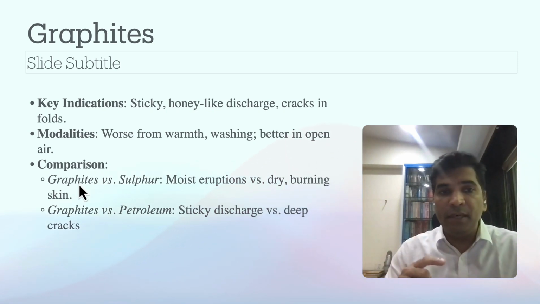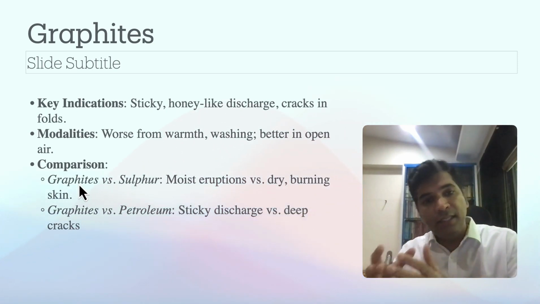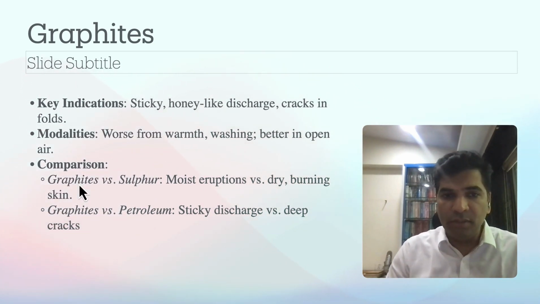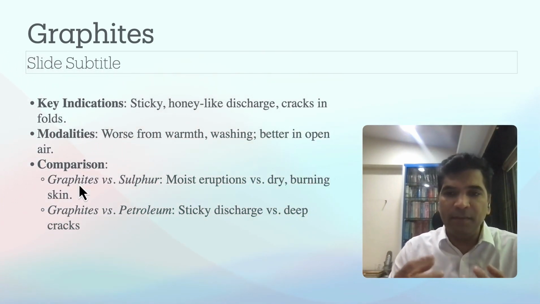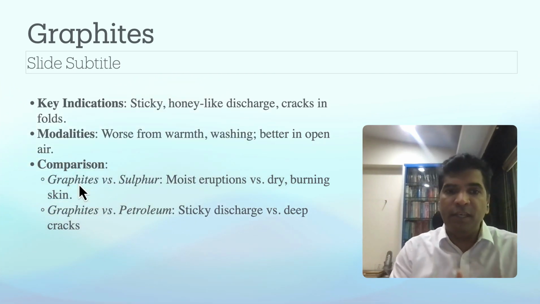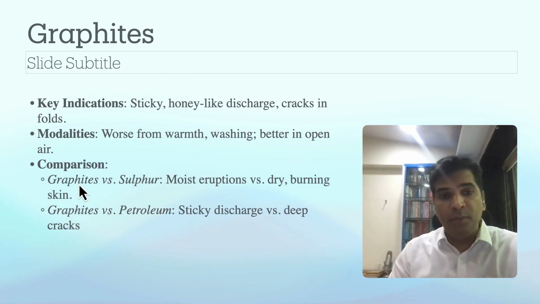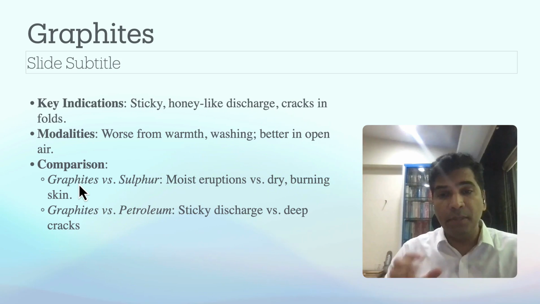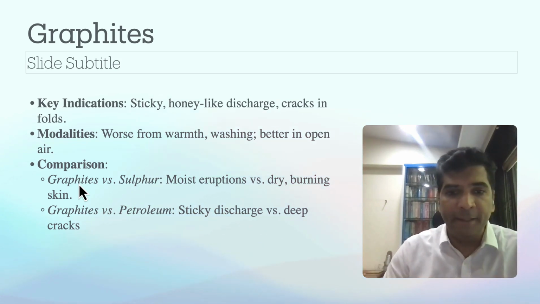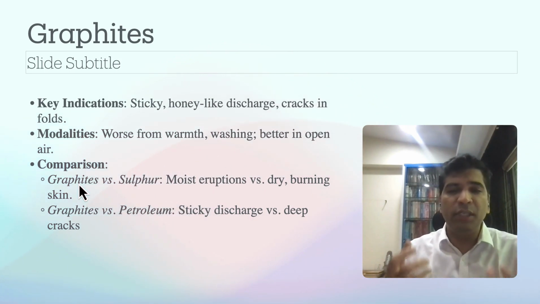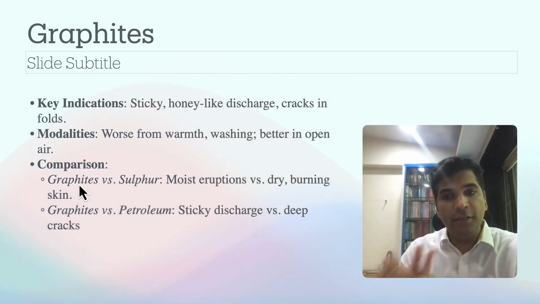Here you have to compare Graphites and Sulphur. So in Graphites, you have moist eruptions. In Sulphur, usually you will have dry eruptions with burning skin. Graphites and Petroleum, because again, a very common remedy you will be giving is Petroleum in eczema and dermatitis. So here in Graphites, you have sticky discharge, but usually you don't get such deep cracks which you see in Petroleum.